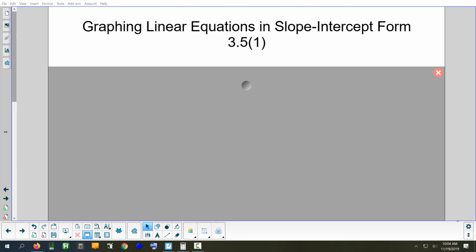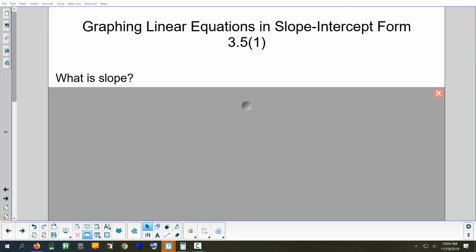Okay, so last section we're going to look at this week, we're going to split into two parts. It's 3.5. This is same kind of idea that you did yesterday. It's still graphing. But now we're going to graph equations in slope-intercept form. What was the form that we used yesterday?